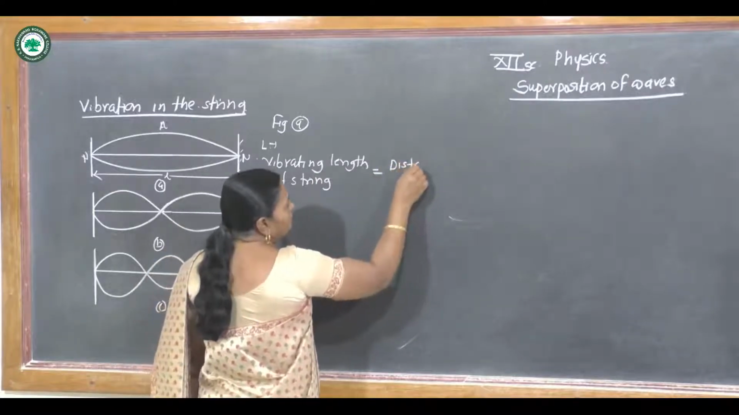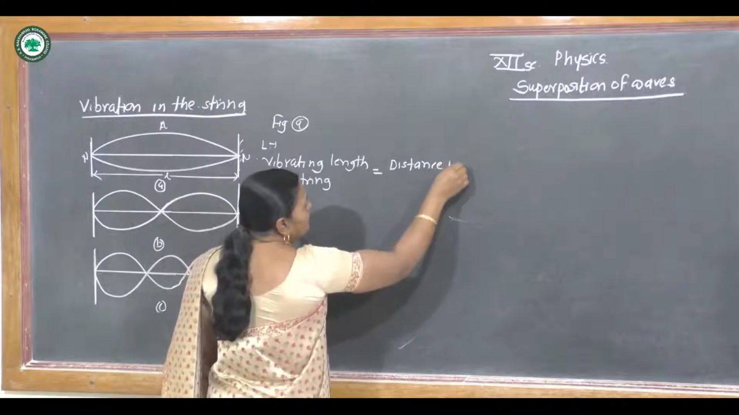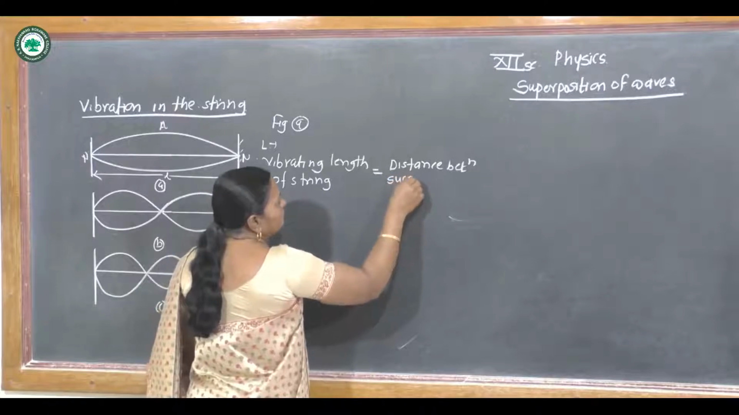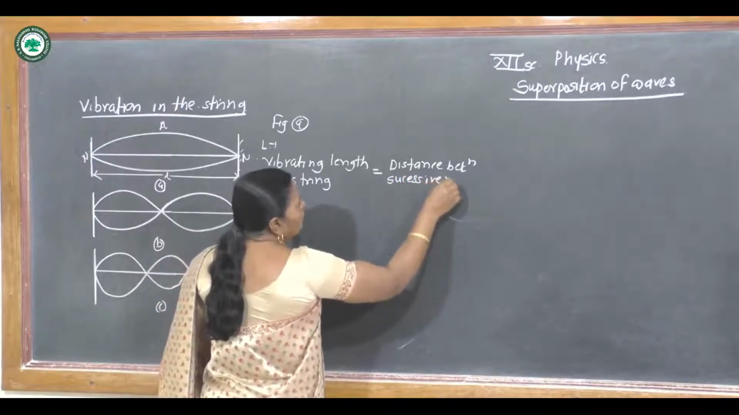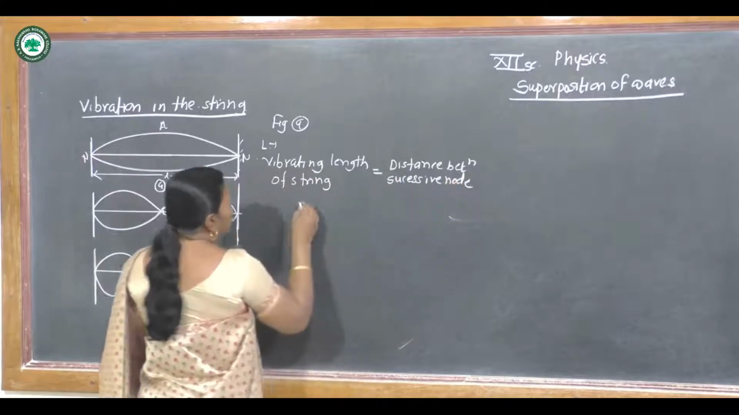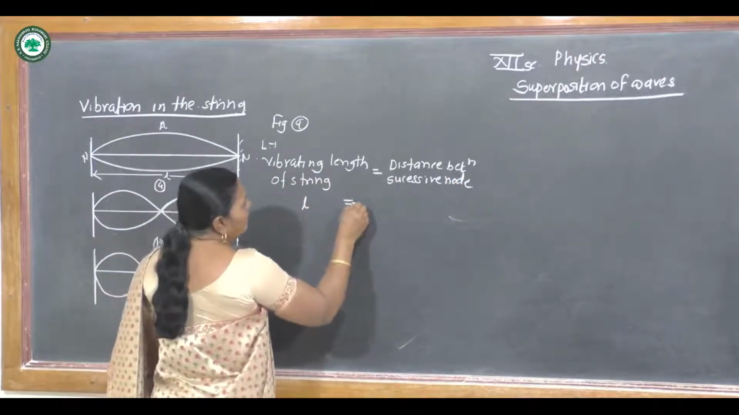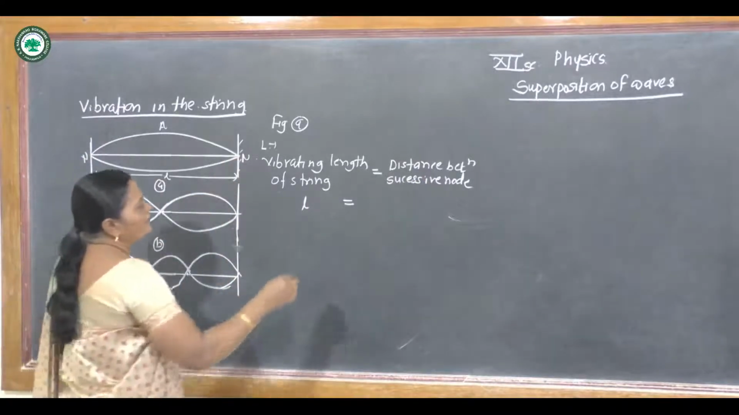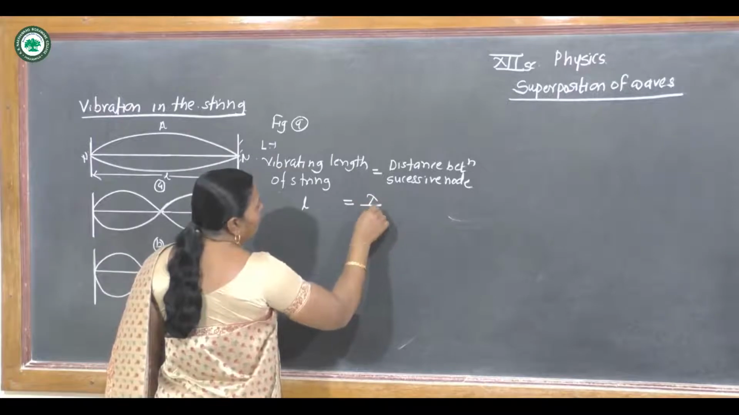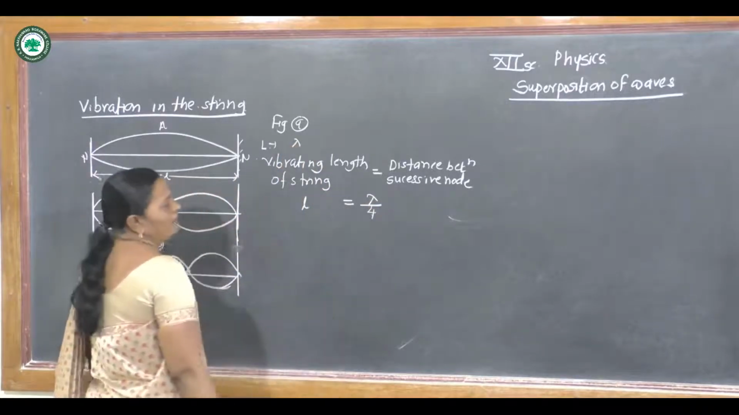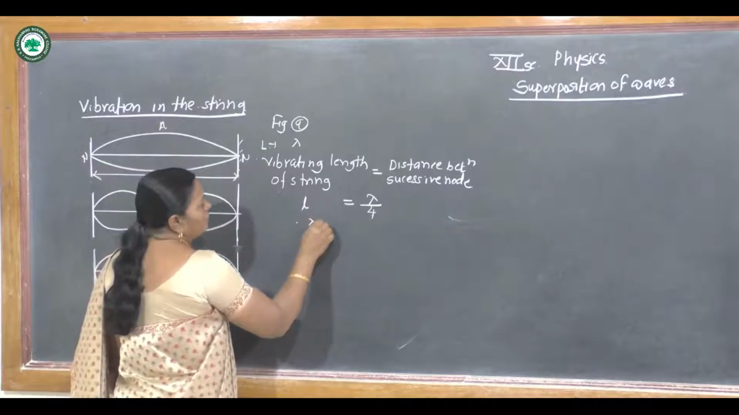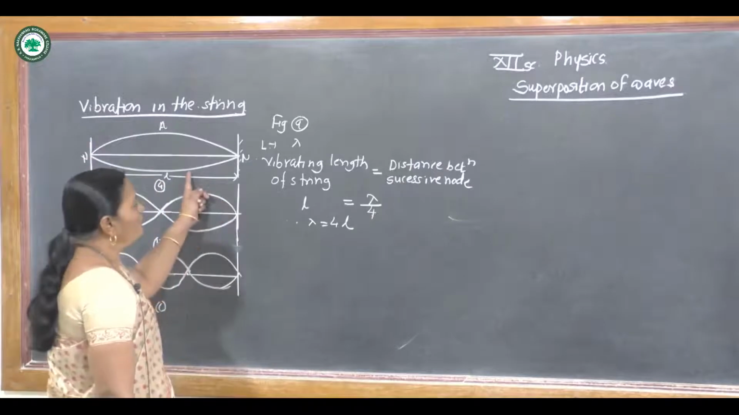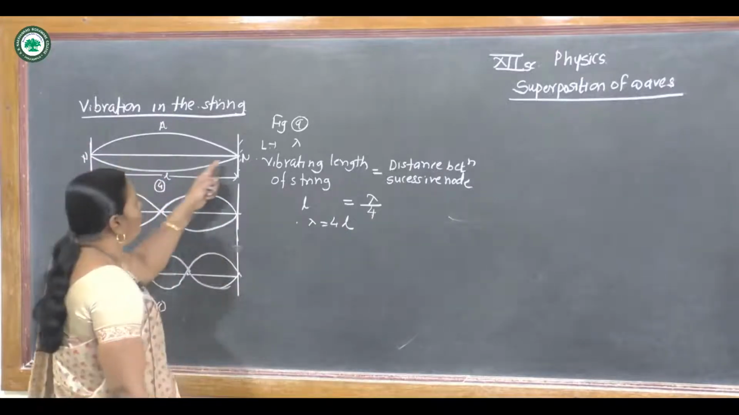Therefore the length of the vibrating string is equal to the distance between successive nodes. Now suppose L is the length of the string and the distance between two successive nodes is lambda by 4, where lambda is the wavelength. Then lambda is equal to 4L. Here lambda is the wavelength of this wave and L is the length of the string.